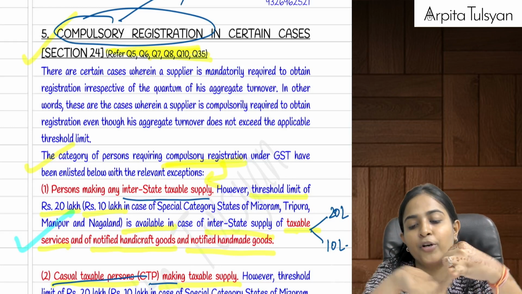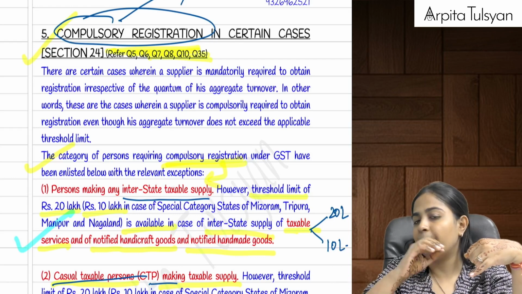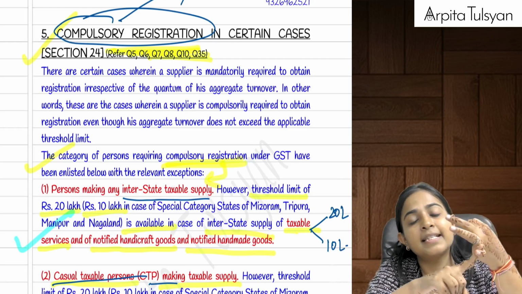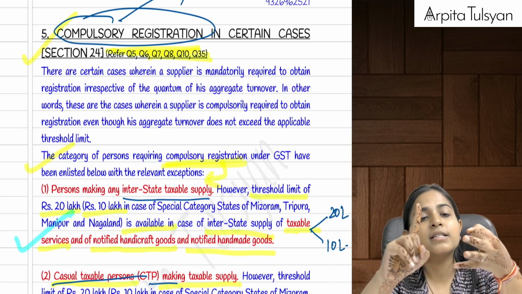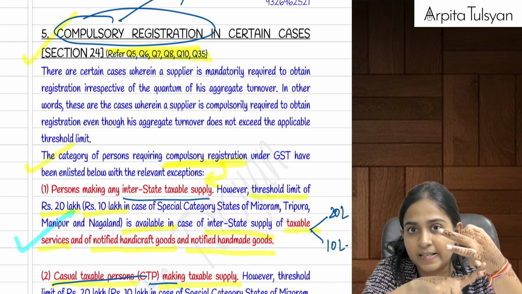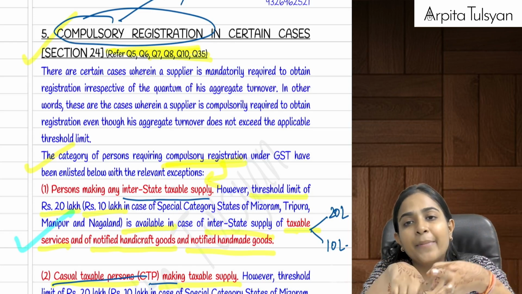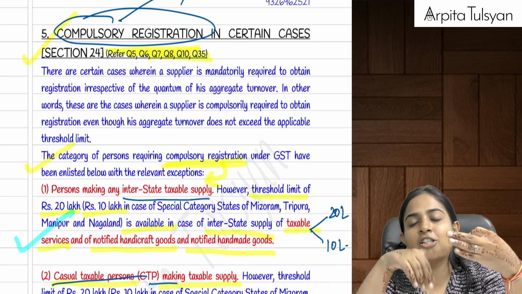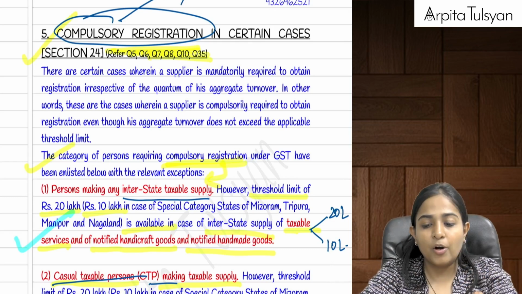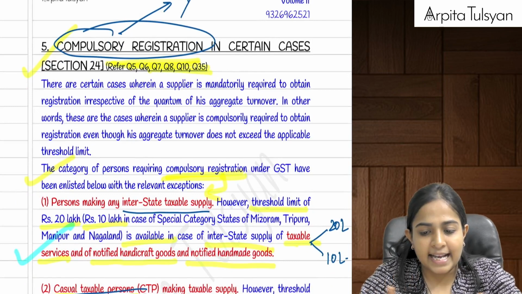First point of compulsory registration: any person making interstate supply. Compulsory registration is required, but there are 3 exceptions: interstate supply of services, handicraft goods, handmade goods. If you are dealing in any of these 3, compulsory registration is not required till the time you don't exceed the threshold limit. Then the next one, threshold limit 20 lakhs or 10 lakhs as the case may be.